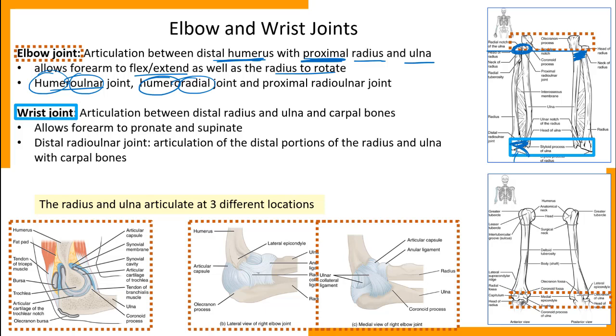And then you've also got the distal radial ulnar joints here. So just as a reminder, the radius and ulna articulate with each other at 3 different points: at the proximal radial ulnar joint, at the distal radial ulnar joint, and then with the help of the interosseous membrane that spans the entire length of the 2 bones.